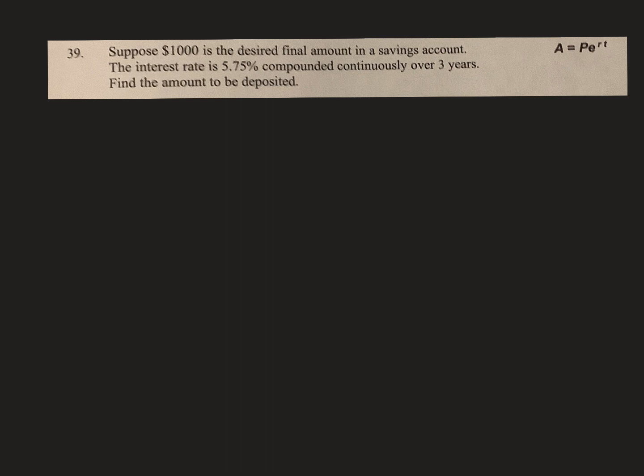Since we have our formula, let's fill in the details. Just be careful. The 1,000 in this case is actually the A value of this equation and not the initial amount, not the P value. So we have 1,000 equals P e to the 0.0575 power times 3 years. It is very important that we nail that formula.